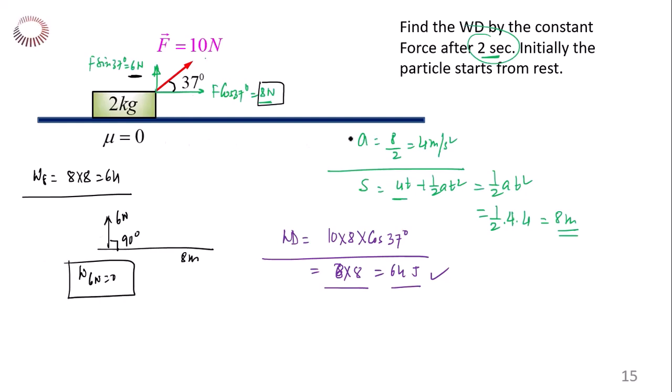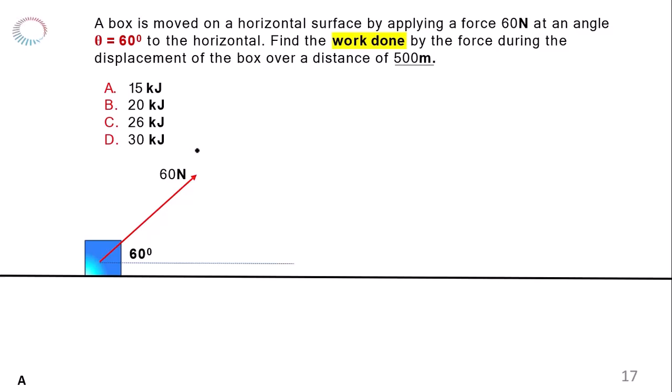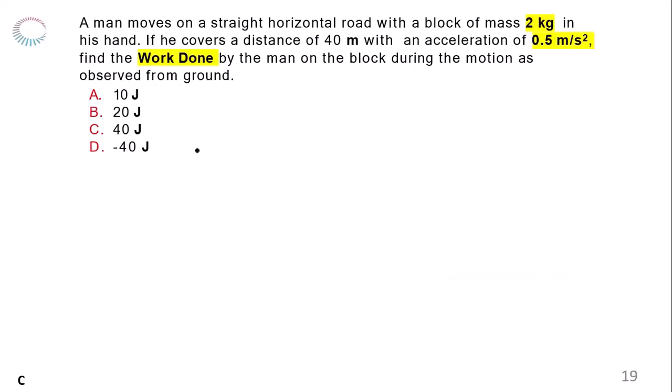Individually, I can also calculate the work done by the components. So 10 Newton has two components, one is 8 and another is 6. 8 is doing the work, but 6 is not doing any kind of work because 6 is perpendicular to the displacement. So this is how you have to manage. This is how you have to calculate the questions.